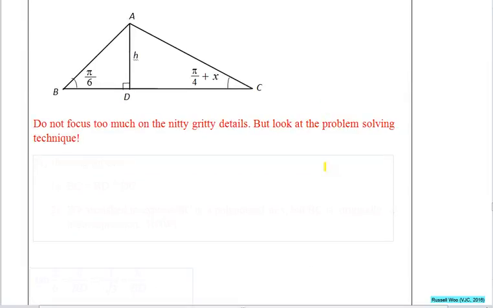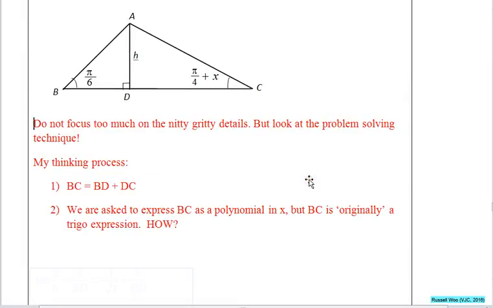So I want to say a few things. First, my thinking process is I know that BC is in terms of BD and DC. BD is easy because I have this angle, I have this length, I can do this. DC is also simple, I have this angle, I have this length. So I do that. That's my thinking process. That's how I think. After that, the solution, don't bother, very difficult, but never mind. I'm sure you can, actually.